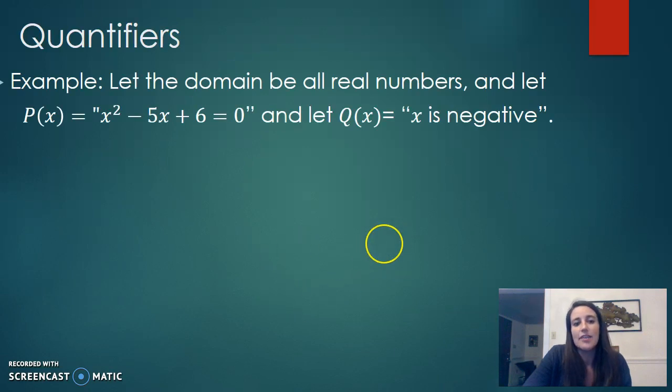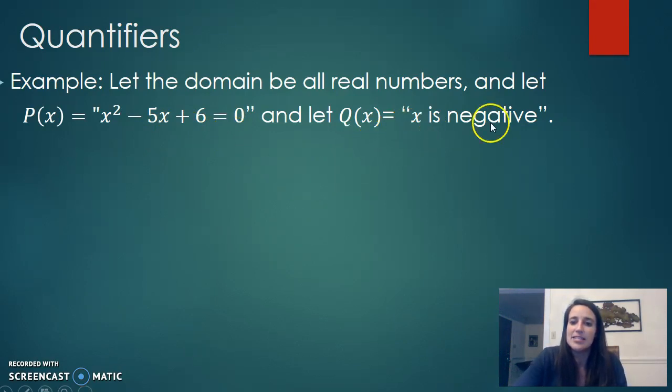Now let's let the domain still be all real numbers, and we'll take the predicate P of x to be the sentence x squared minus 5x plus 6 equals 0. And Q of x we'll define to be the sentence x is negative.